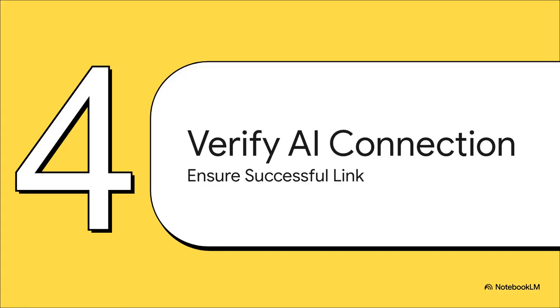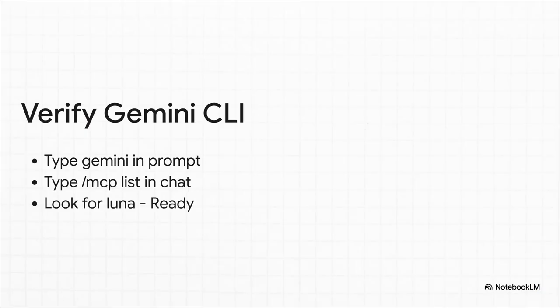Finally, Part 4. Verify AI connection. Ensure successful link. If you're rolling with Gemini CLI, which, by the way, is a phenomenal starting point because it has a super generous free tier, verifying your connection is a breeze. Just open your command prompt, type Gemini, and hit Enter to launch it. Inside the chat, type the command /mcp list and hit Enter again. Scan the list that pops up. If you see a little green circle right next to Luna, ready, your connection is a total success. Your AI is officially locked in.